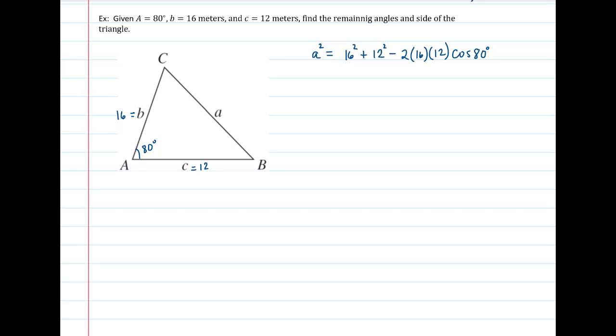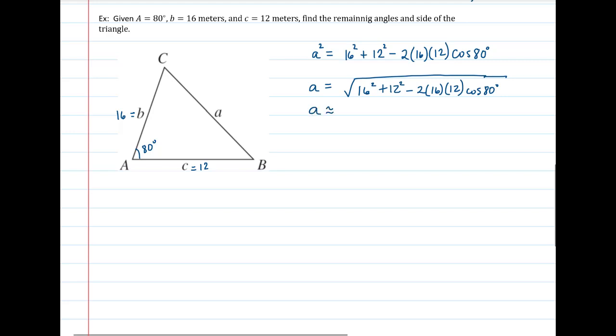All right, so this is a pretty straightforward calculation, as we need to find lowercase a. So we're going to take the square root on both sides to solve for a. On the right, we're just going to get the square root of that whole thing in there, and we can just put that in the calculator. Make sure again that your calculator for this kind of problem is in degree mode, so you don't get the wrong answer. Once you put this in the calculator, you get that A is approximately 18.26, and this will be meters.